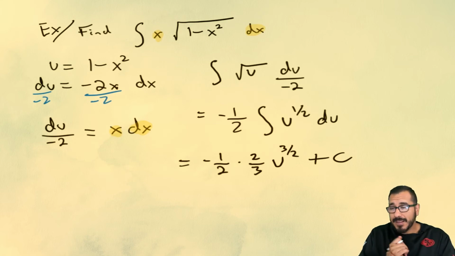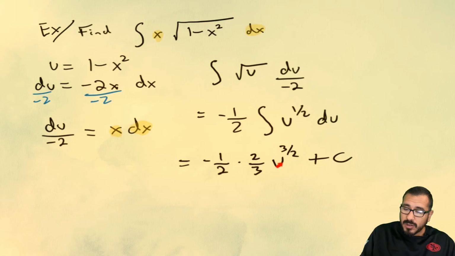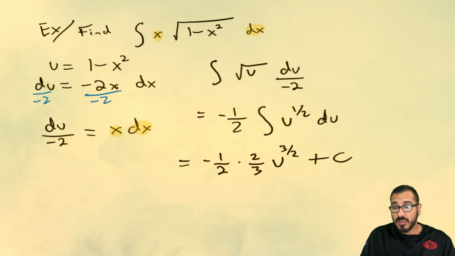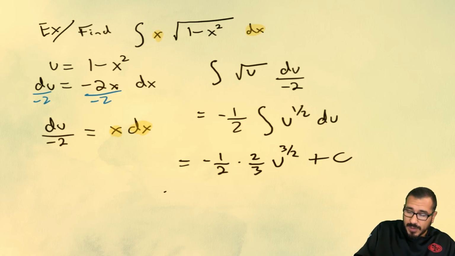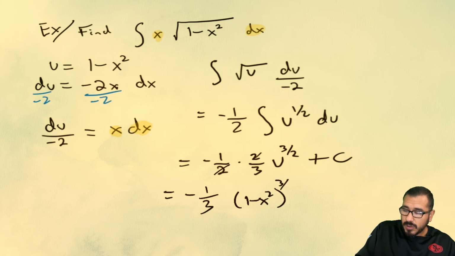Last thing is we don't want it in terms of u, we want it in terms of x, just like we started. So we use that substitution. Wherever you see u, you replace it with 1 minus x squared. So you're left with negative 2/6, which reduces, so these 2's cancel. We're left with negative 1/3 times 1 minus x squared raised to the 3/2 power plus c.